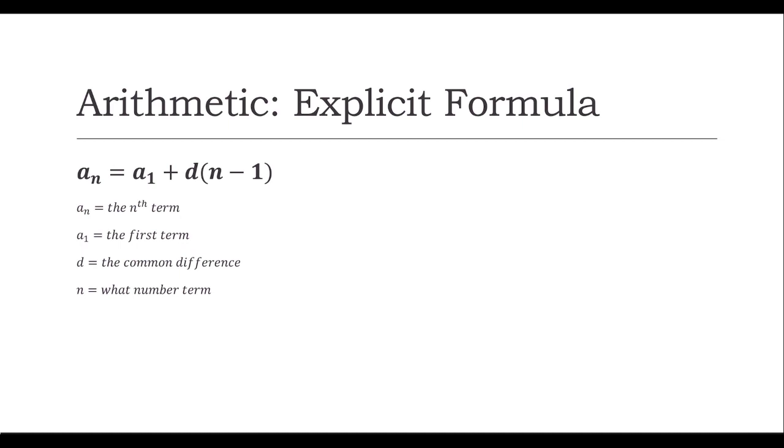The next formula is the explicit formula, where you can find any term by taking your first term plus your difference times whatever term number it is. So like if we're looking for our 10th term, we'd put 10 in for n, and then minus 1. So here in this example, our difference, it's pretty obvious that it's plus 2. And our first term is 0.